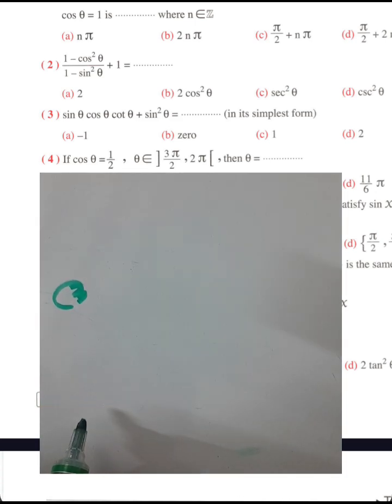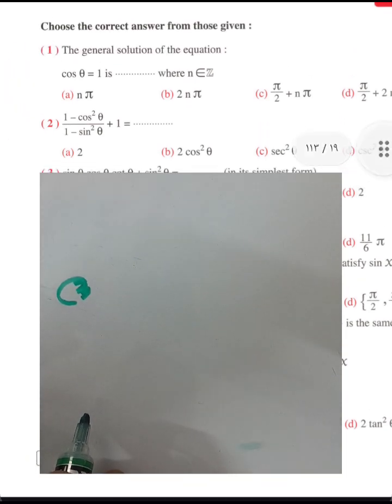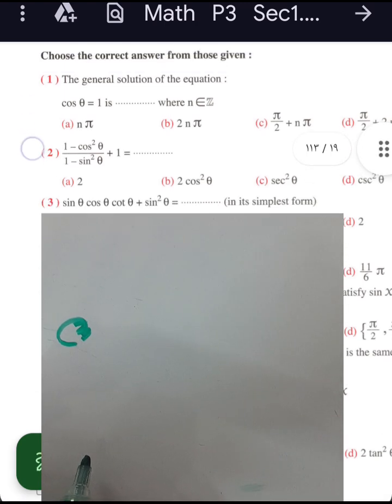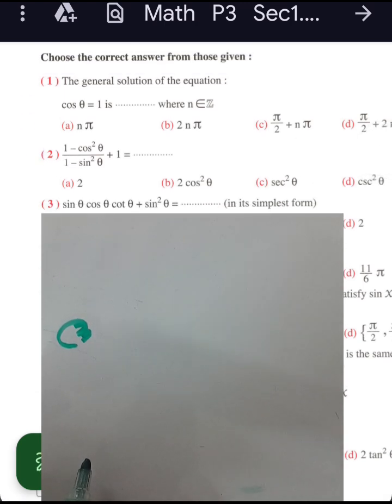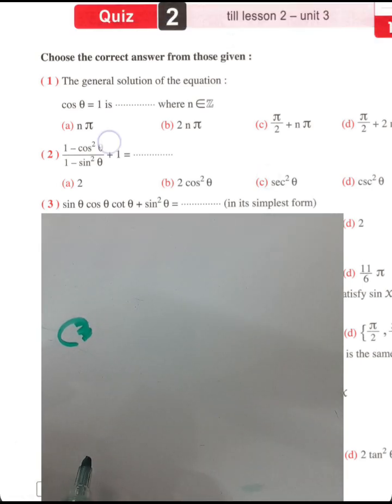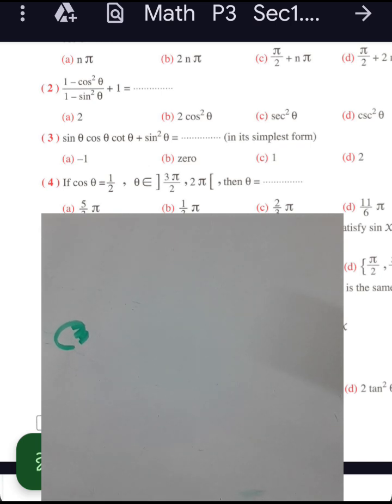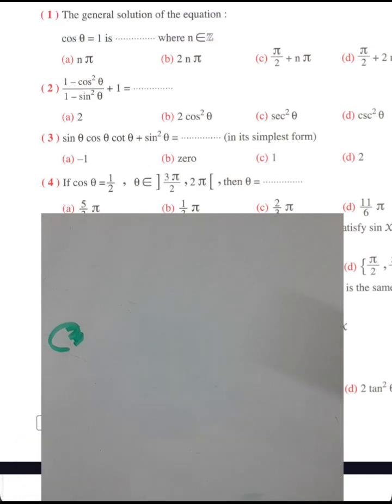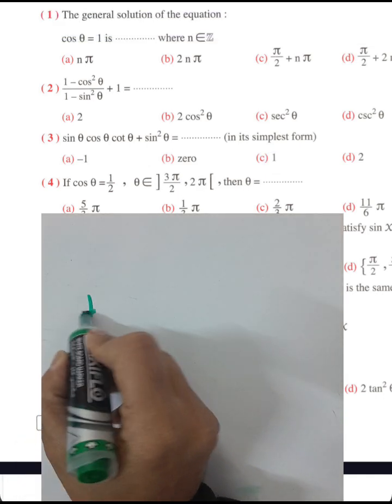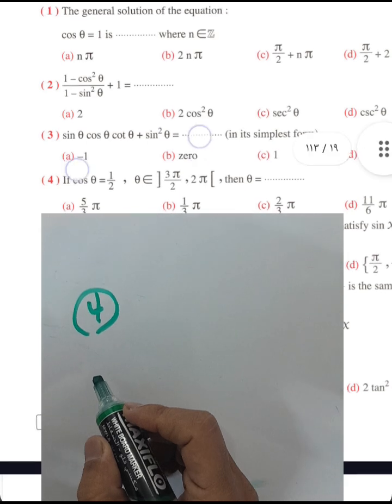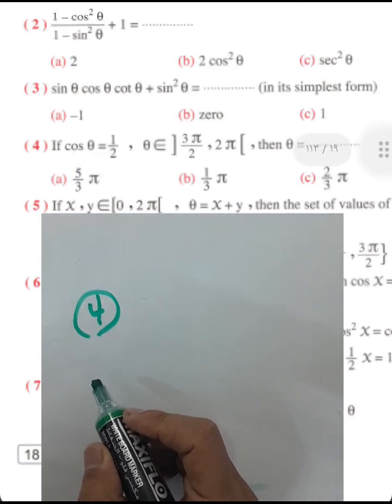I forgot to state the results. Question number 1 was 2 pi n. Question number 2 was sec squared theta. And question 3, I found sine theta, cosine theta, cotangent theta, and the result was 1. Now we will solve question number 4. Okay, my students, understood? I solved questions 1, 2, 3. Now I will solve 4.